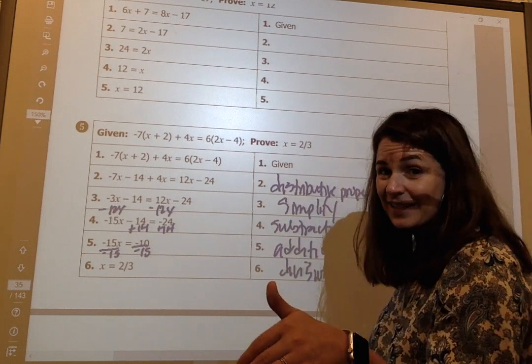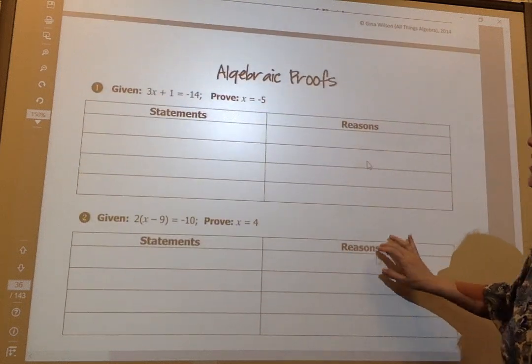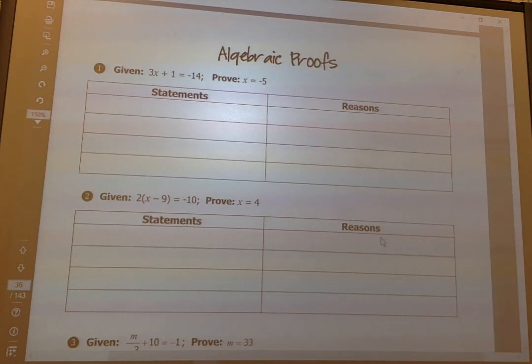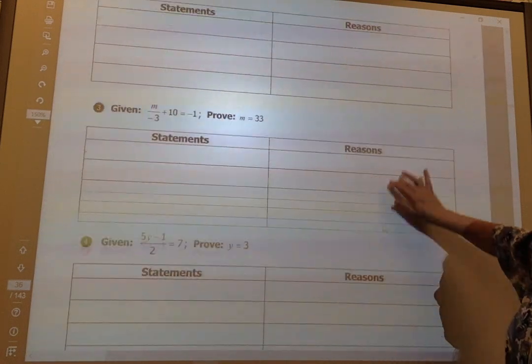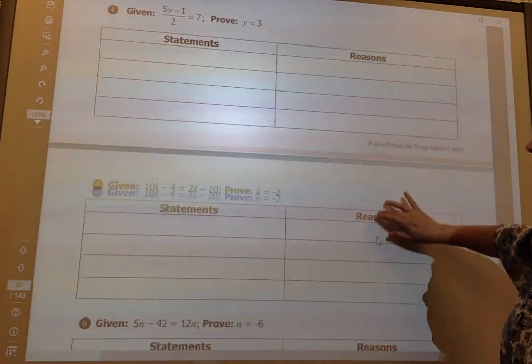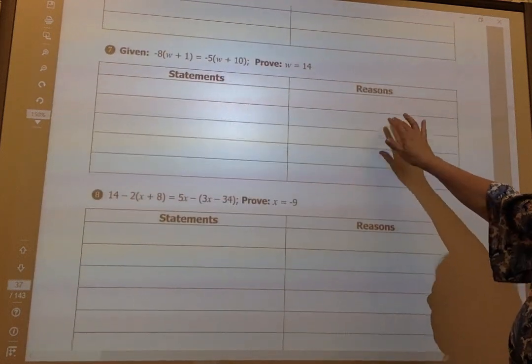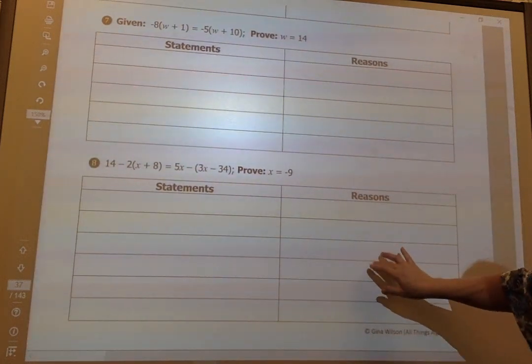You guys kind of seeing how this takes place? All right, so let's look at algebraic proofs. Actually, nothing changes. This is all the same. Try number 7 and 8. Go down to 7 and 8. Kind of the harder ones. And let's see if we get the same thing.